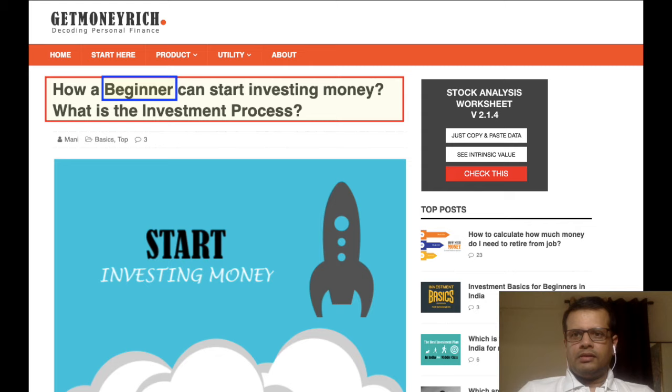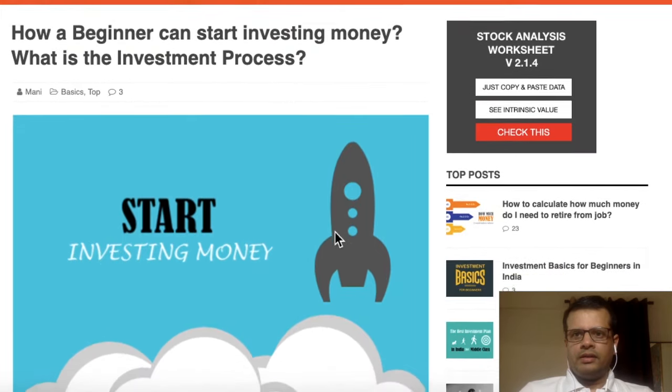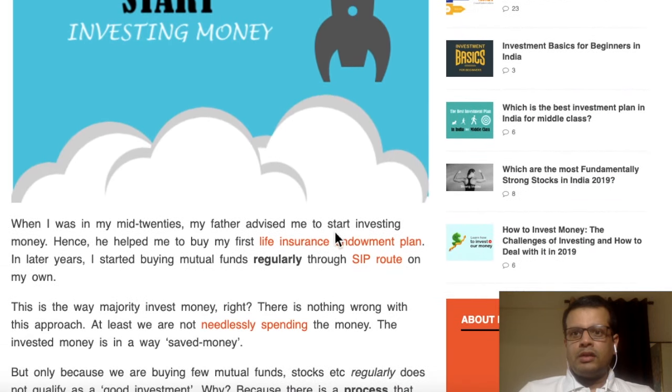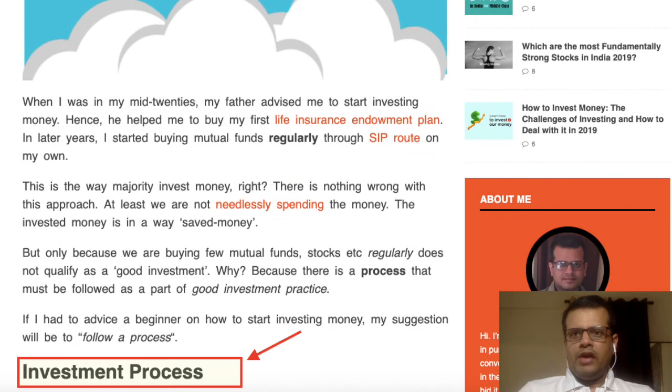So as a beginner, the person must first understand a critical thing about investment. What is that critical thing? The critical thing is the process of investing. If a beginner can visualize the investment process in totality, it will be much easier for the person to practice successful investment in long term.